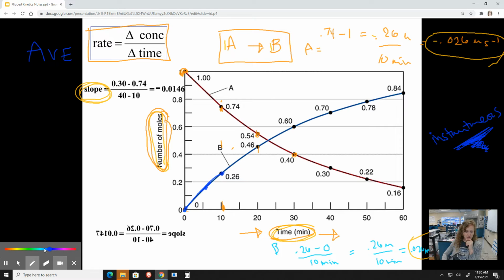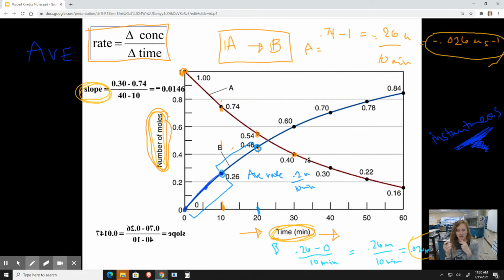Look at the slope between these two points. Notice, is it the same? If I were to calculate an average rate between these two points, is it the same as the average rate between my original two points? 0.26 to 0.46. So the difference there is 0.2 over another 10 minutes. No, that's not going to be the same. It's going to be a different rate. So as my reaction proceeds, my rate changes.